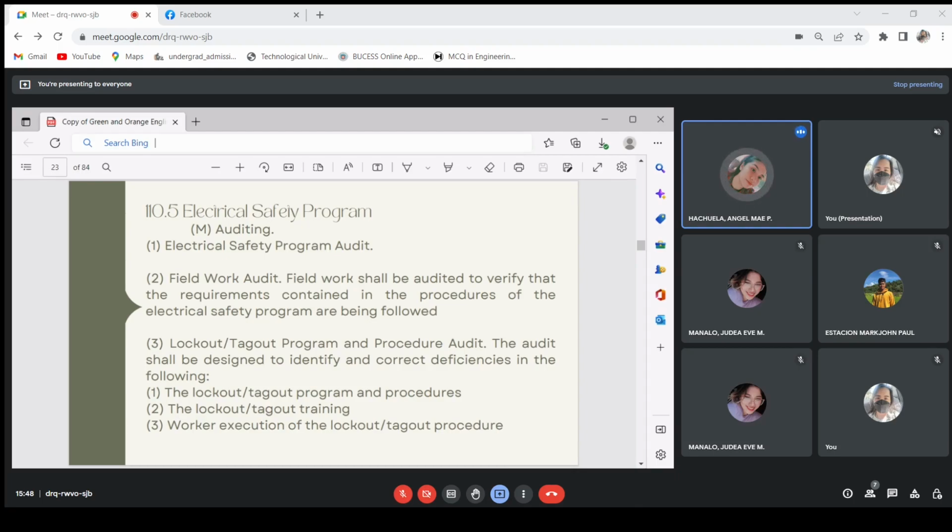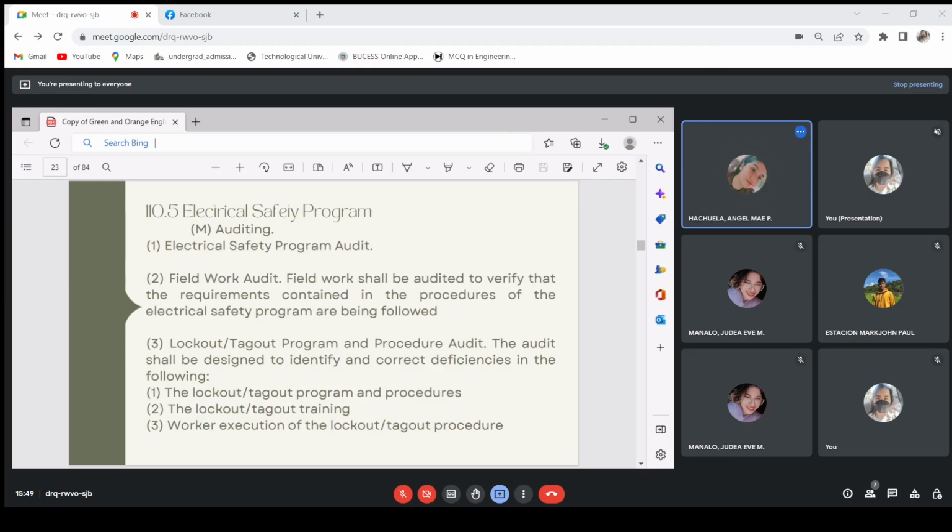Number 3 is lockout tagout program and procedure audit. The audit shall be designed to identify and correct deficiencies in the following. The lockout tagout program required by Article 120 shall be audited by a qualified person at intervals not to exceed 1 year. The audit shall cover at least one lockout tagout in progress. The audit shall be designed to identify and correct deficiencies in the following.